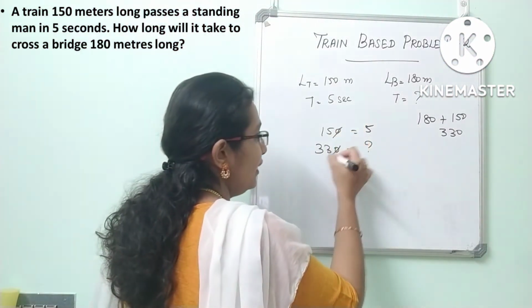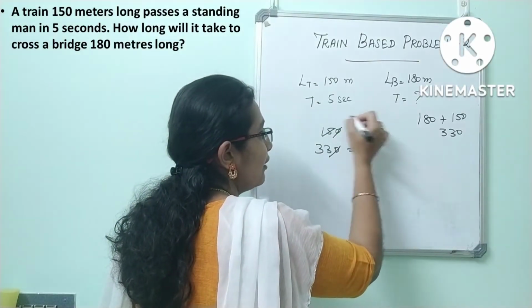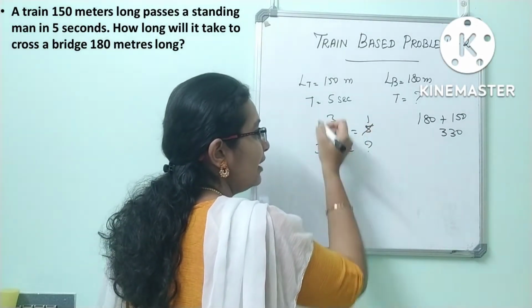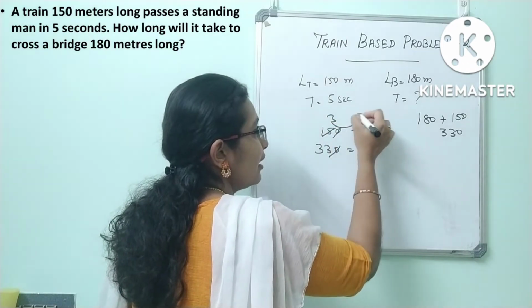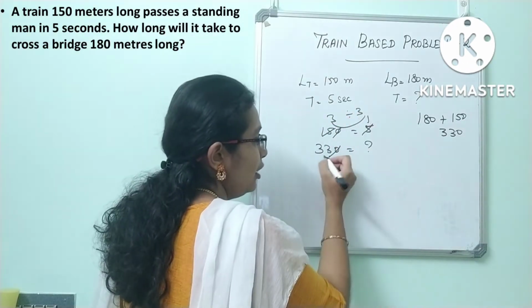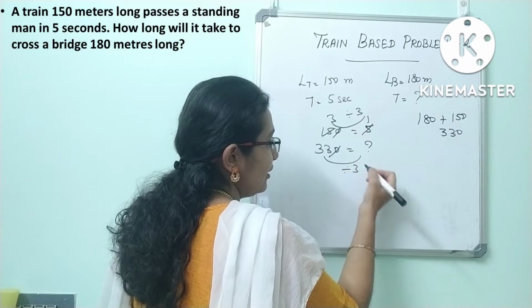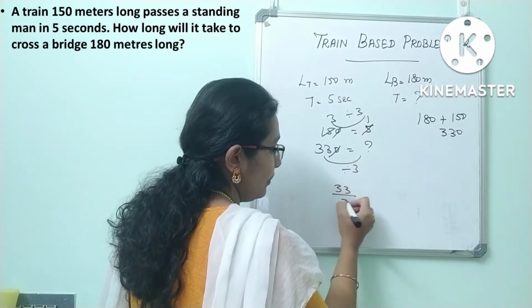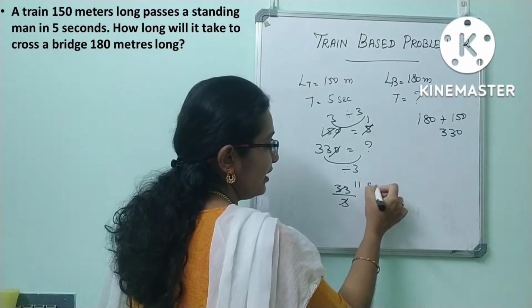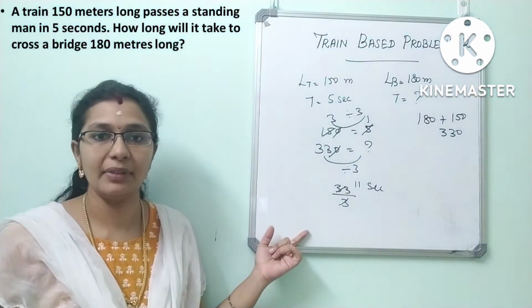So simplify 5 times 330 by 150. Something divided by 3, or this divided by 3 is 1, correct? So this divided by 3 is 33 divided by 3, 11. So 11 seconds is your answer. In one step you can find the answer.